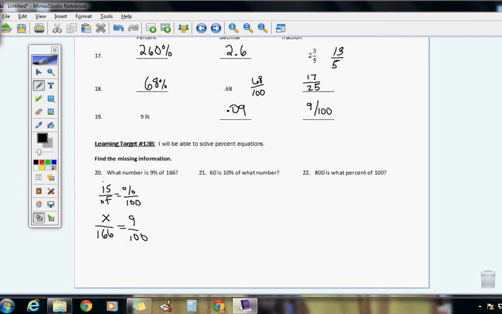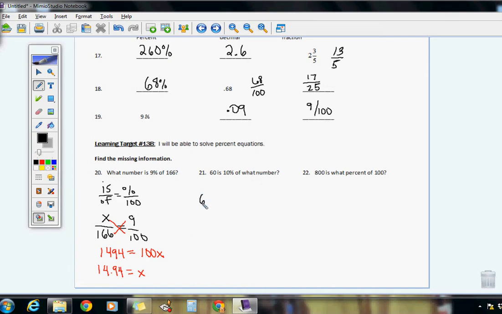All right, so now since it's an equal sign, we want to cross multiply. 166 times 9 is actually 1,494. We set that equal to 100x after cross multiplying. When we divide both sides by 100, that's just going to be 14.94.